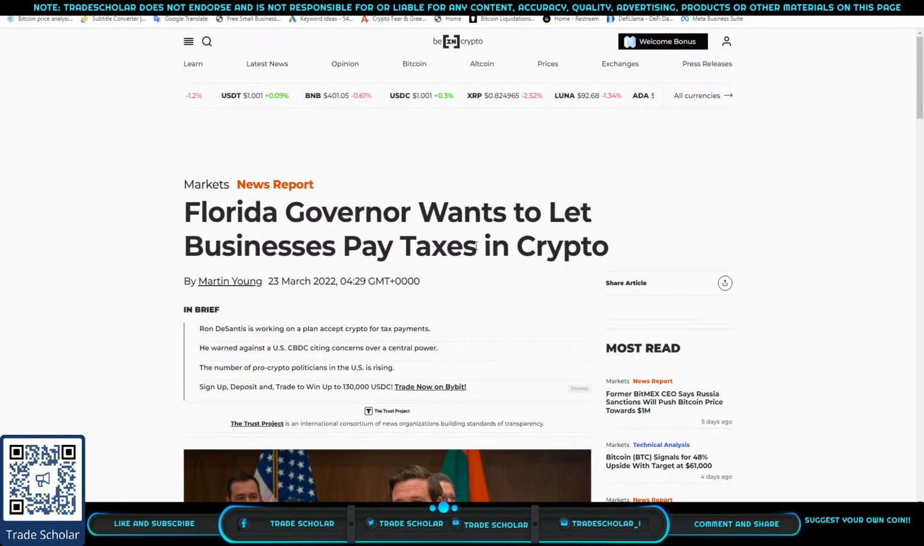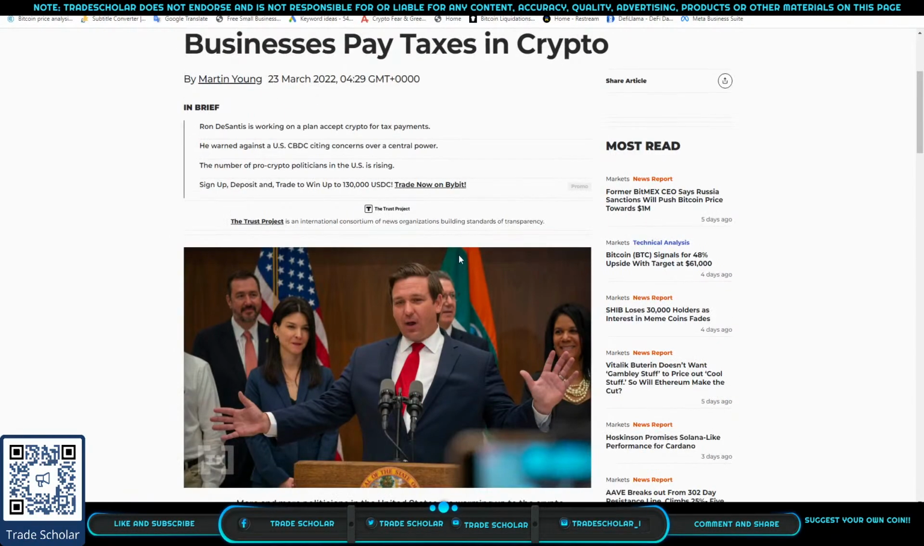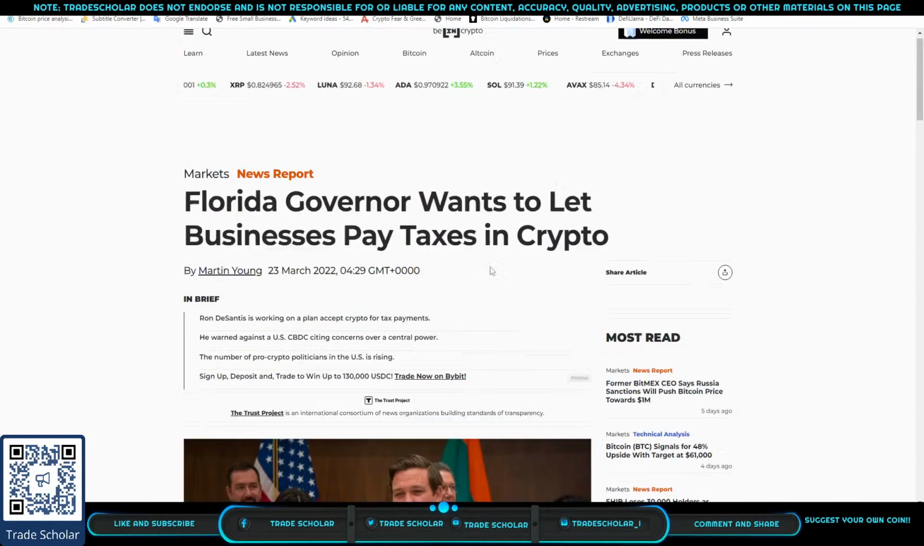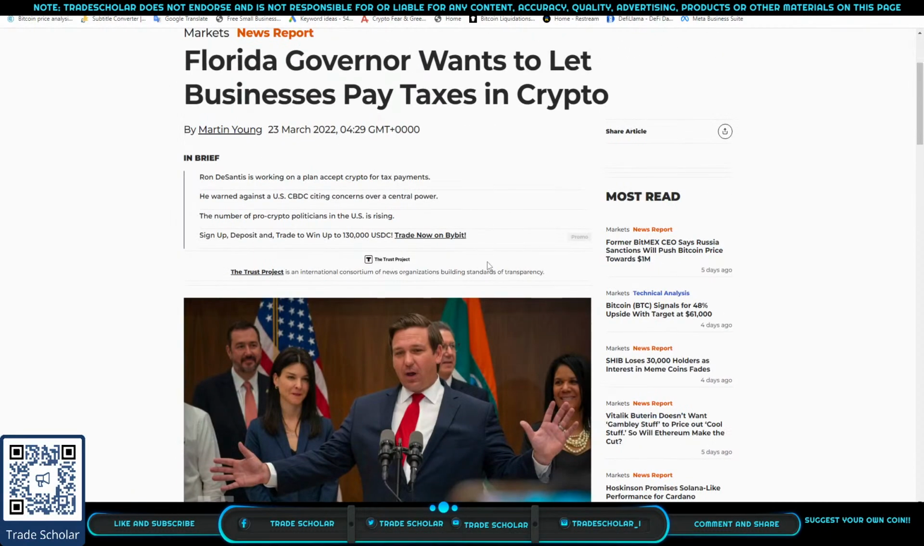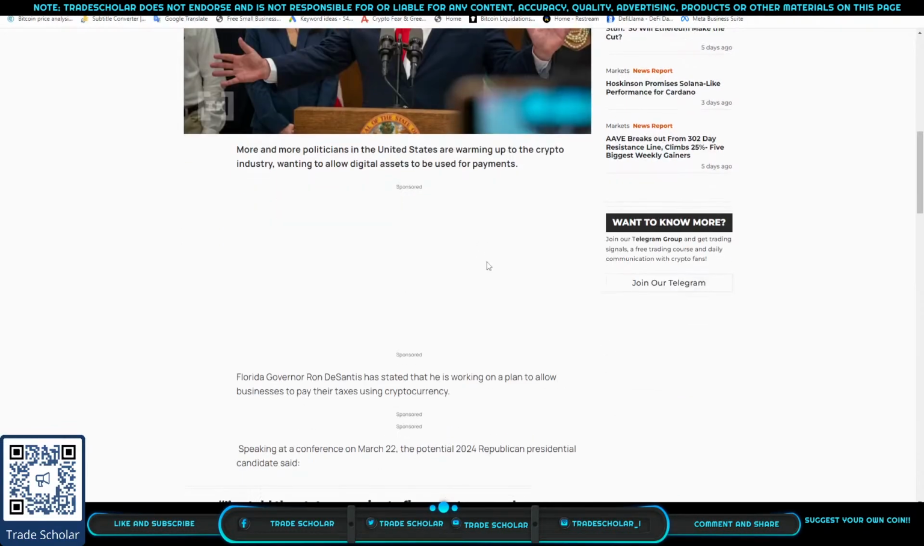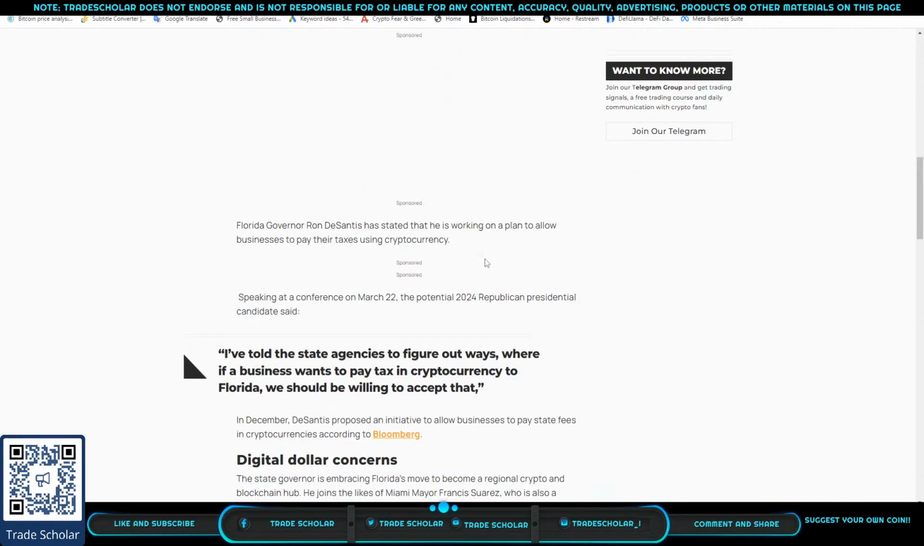Florida governor wants to let businesses pay taxes in crypto. Wow, this is bullish news. While everybody's banning crypto, now Florida is allowing taxes to be paid in crypto. He told the state agencies to figure out ways where if a business wants to pay tax in crypto to Florida, we should be willing to accept that.